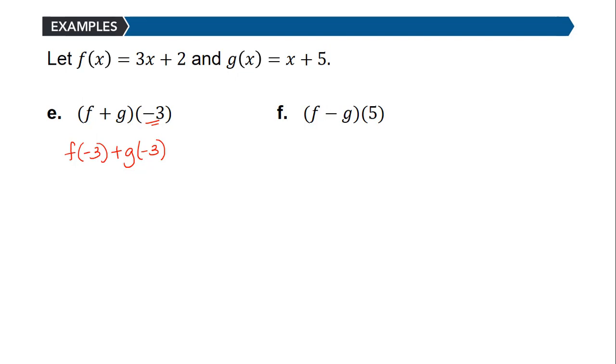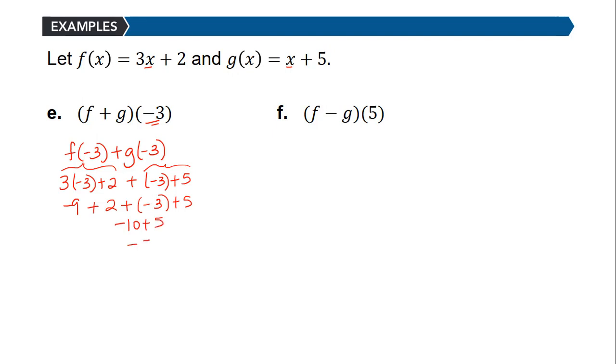And f of negative 3, remember we replace the x value with negative 3, so this would be 3 times negative 3 plus 2, that is our f of negative 3, plus g of negative 3, we plug negative 3 into x in place of this function g, so we would get negative 3 plus 5. So this is negative 9 plus 2 plus negative 3 plus 5, or what is that, negative 7 plus negative 3 is negative 10 plus 5 is negative 5.